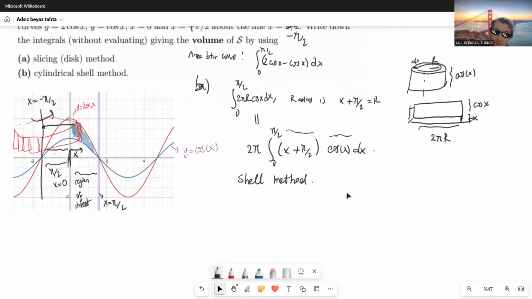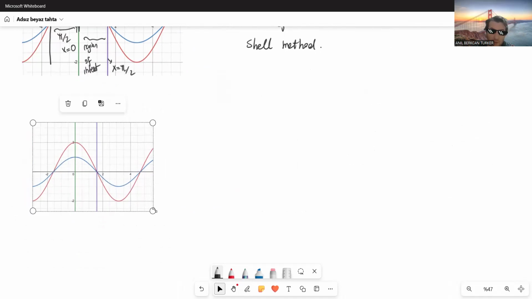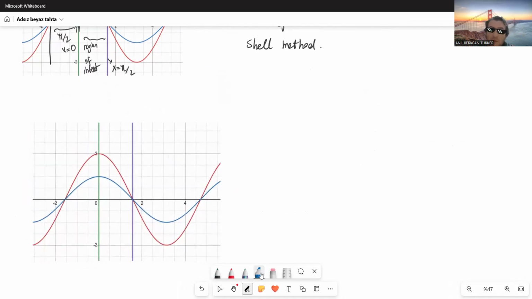Now, let's do it by disk method. To do that, I'm going to redefine everything again. Since we are solving a different question than the given one, I'm going to rewrite it. This is my region of interest. This is x equals 0, x equals pi over 2. This is my rotation axis, x equals minus pi over 2. Okay, a disk method.